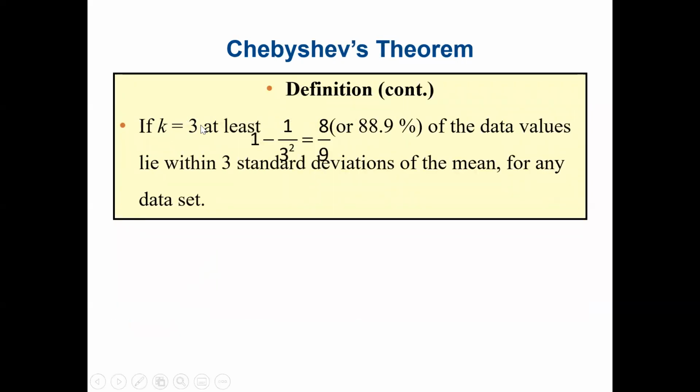Now, if K is equal to 3, then we get 1 minus 1 over 3 squared, which gave us roughly 88.9% of the data values. So this means K is the number of standard deviations. So we will say that the data values lie within 3 standard deviations of the mean for any data set. And Chebyshev's theorem is applied to any data set. So the distribution can be bell-shaped or not bell-shaped, any type of distribution. But the standard empirical rule is only for the normal distribution. Again, that's for the bell-shaped or normal distribution.